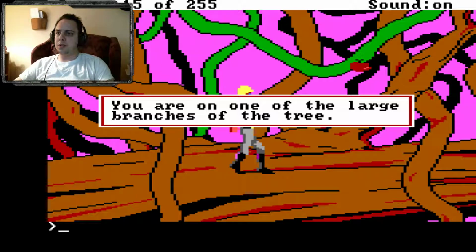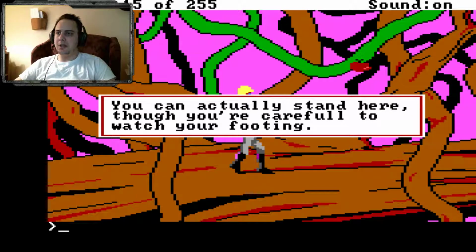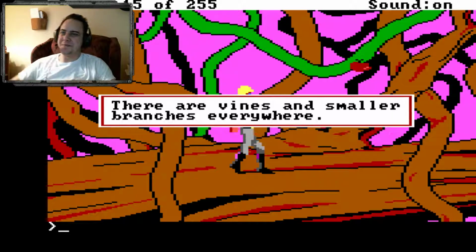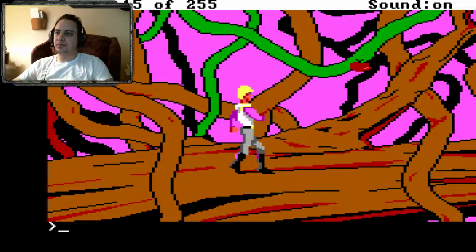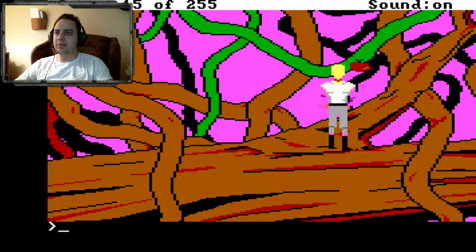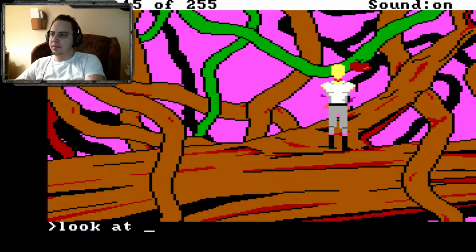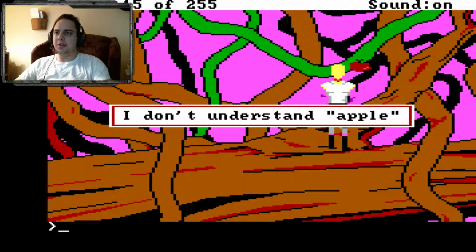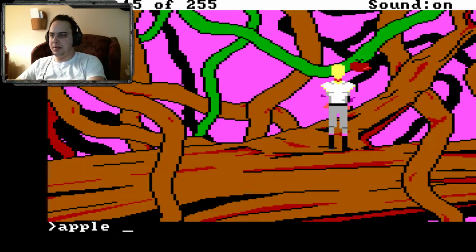You are on one of the large branches of the tree. You can actually stand here, though you're careful to watch your footing. Careful doesn't have two L's, does it? He's full of care! That's the Roger we know. There are vines and smaller branches everywhere. Oh, wait, is that a fruit there? I don't understand apple. Oh, and I'll use it again, because I know you understood it the last time.